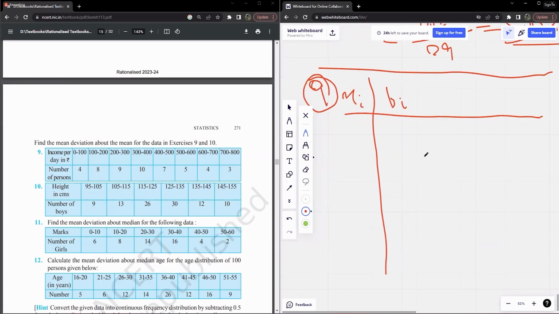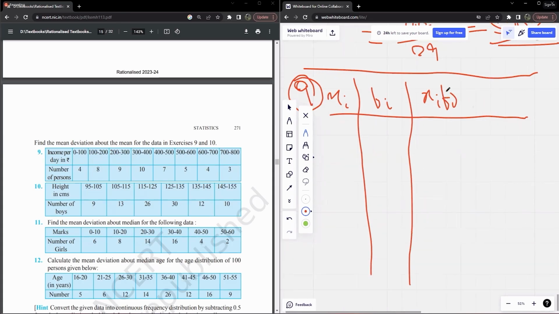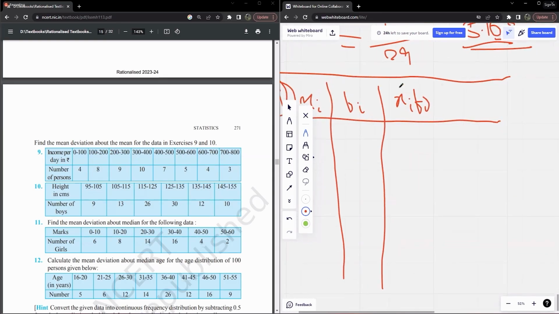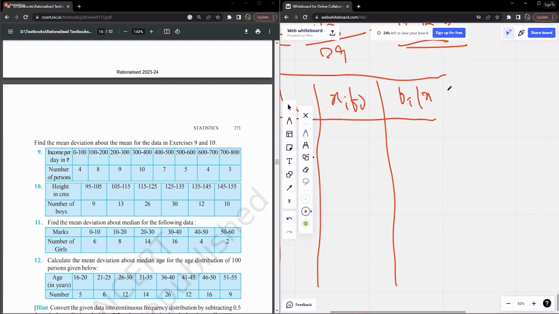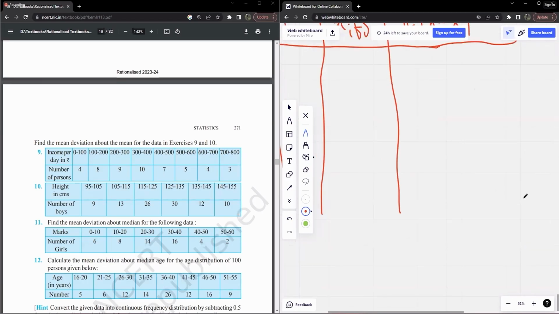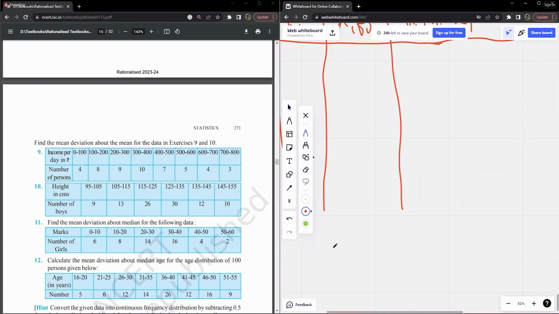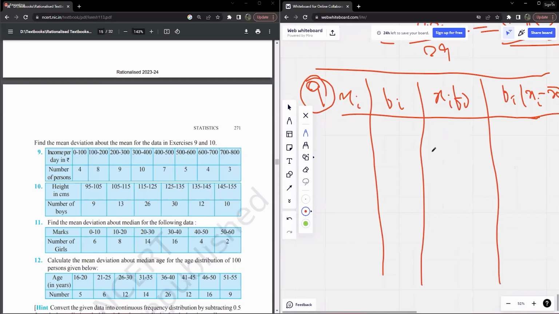Cool. And then I'm going to figure out what is fi xi. From that, I'll figure out the mean. And then finally, I'll do fi times mod of xi minus x bar, and then I'll sum over all the values. I'll plug it in the formula and then I'll get the mean deviation.